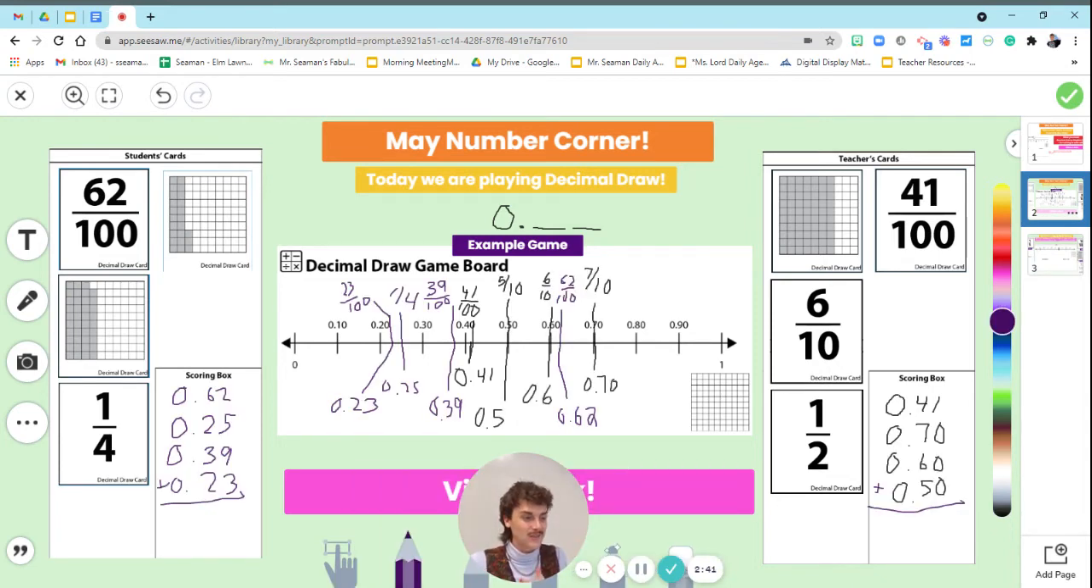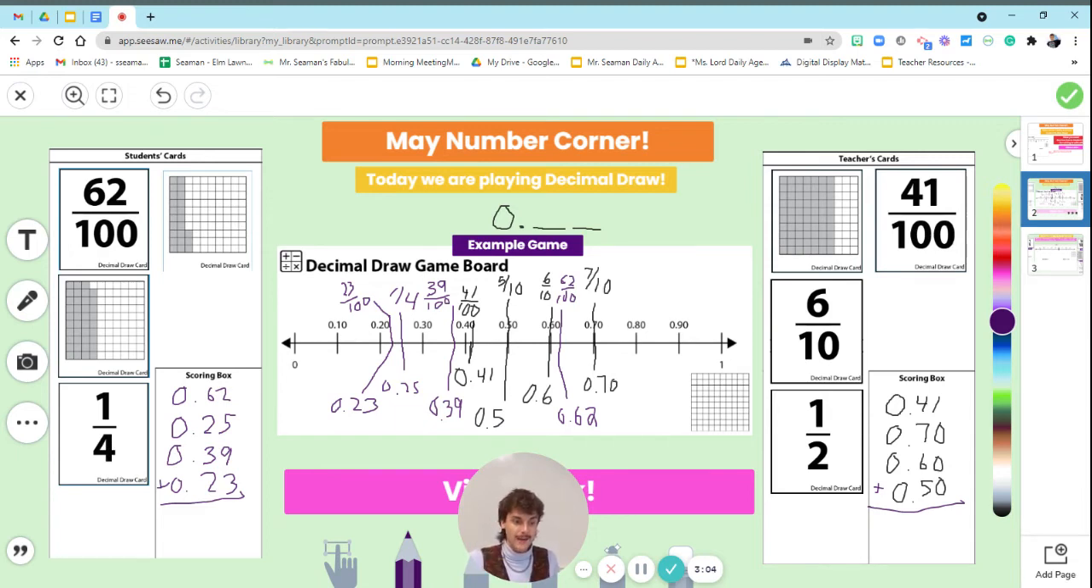I have filled in black all of the teacher's cards' scores written here, and in purple, I have all of the student cards written out and drawn out. I have written the decimal amounts for each card in each of the boxes. These are all the teacher cards. These are all the student cards. Then I'm going to add it up and see who won.